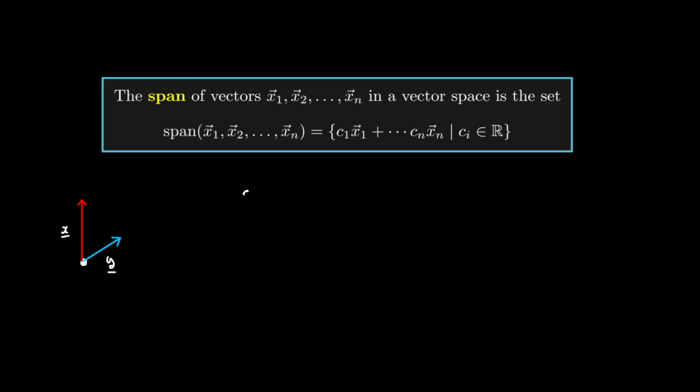Now, what is the span of x and y? It's going to be a set of vectors. And what set of vectors? It's going to be the set of all vectors which are linear combinations of these two. So the set of all vectors C1 x plus C2 y, where these C's are just numbers. All possible linear combinations of these vectors.